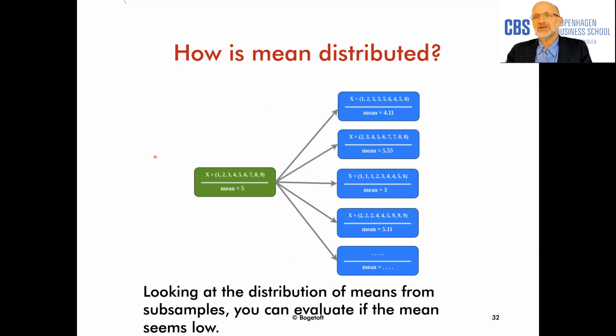You have some numbers and you're wondering what the mean is. The numbers here are 1 to 9, so it's relatively easy. The mean is 5. But you're now wondering, I've made this observation and I've seen that the mean is 5 in my data, but how certain can I be that the mean is really 5?